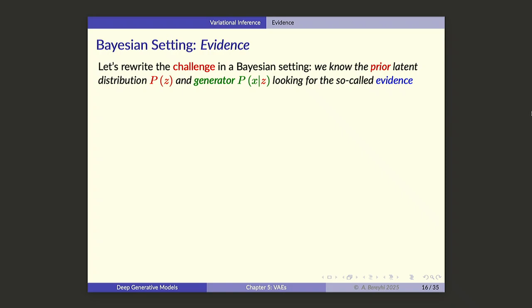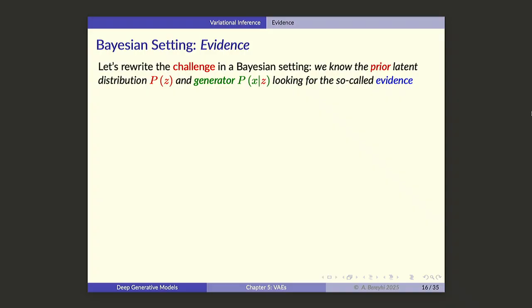So now we are going to do variational inference. Let's repeat what I told you last time. The problem that we have is a kind of Bayesian representation of the problem. I have a prior latent distribution, P(z). I do know the conditional distribution of x given z. I do know these two guys.